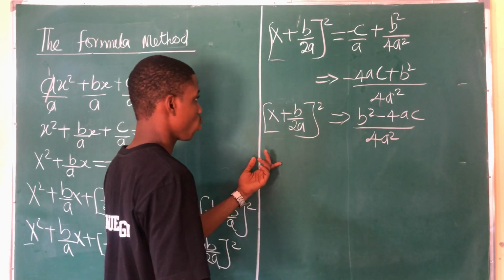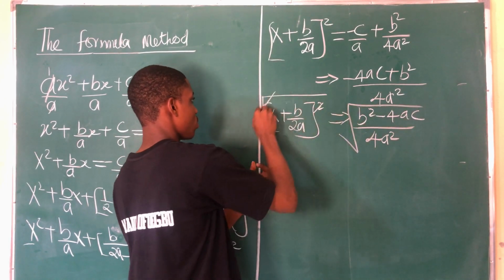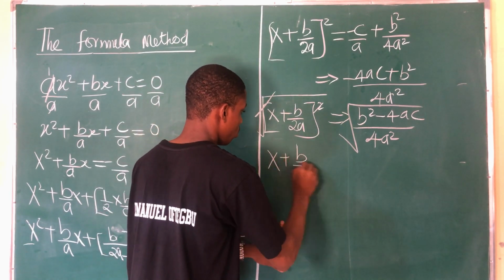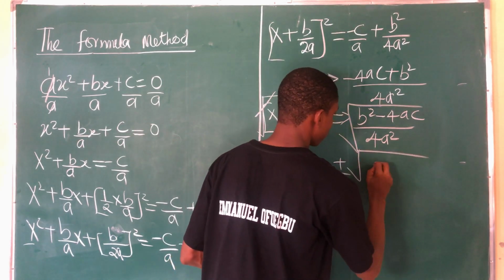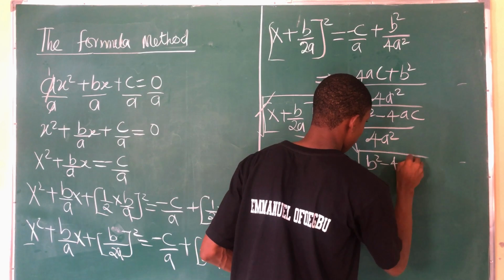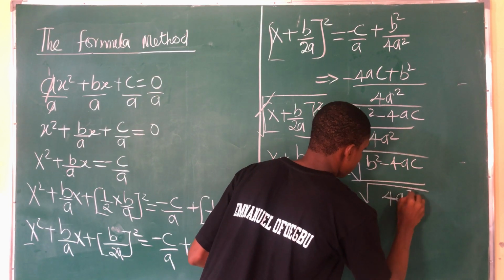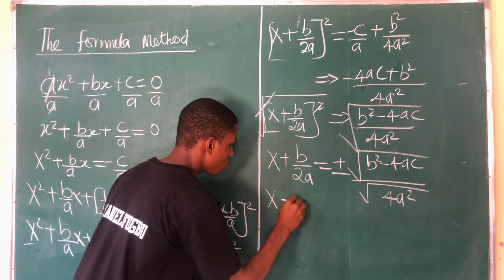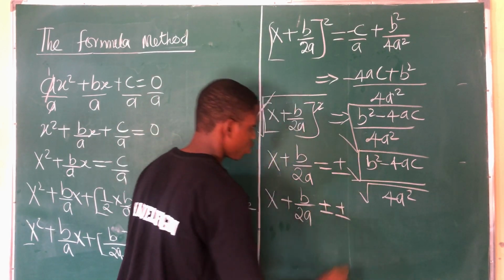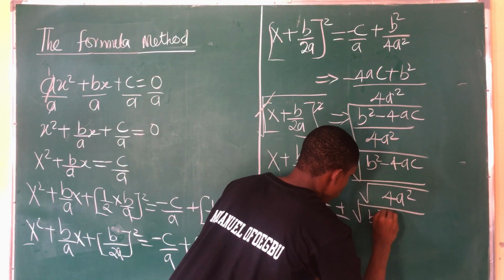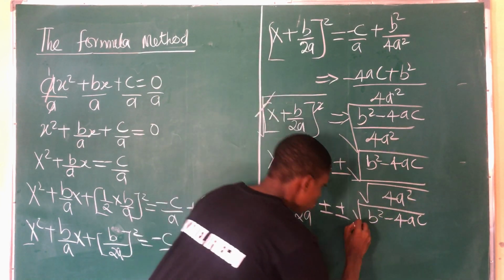Then the next step is to take the square root of both sides. This will cancel this. You have x plus b over 2a equal to plus minus square root of b squared minus 4ac. Now, in this case, the square will be distributed, so you have 4a squared. So this will become x plus b over 2a equals plus minus square root of b squared minus 4ac. The square root of 4a squared is 2a.